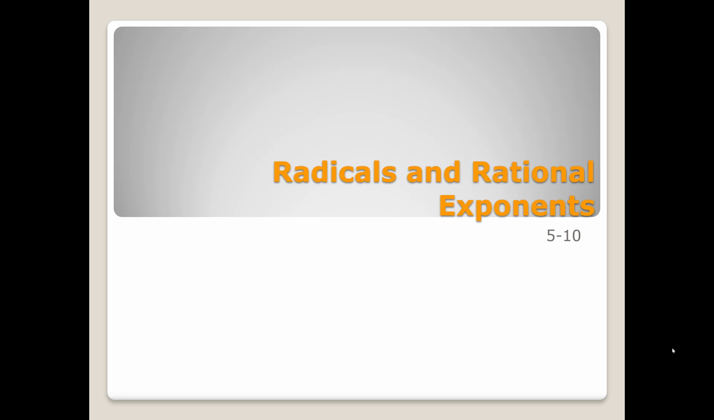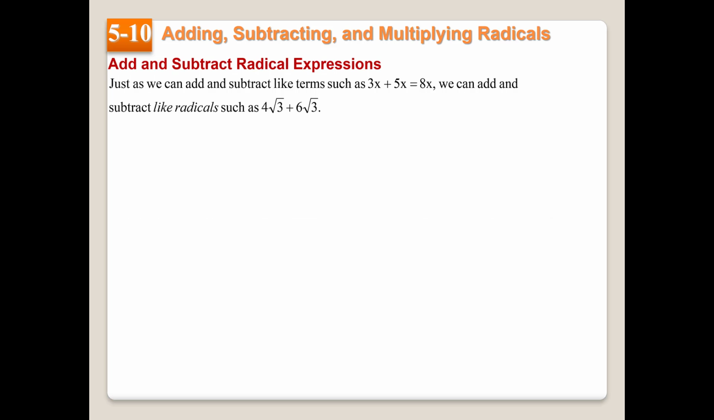Alright, so we're going to talk about radicals and rational exponents. We're going to go into adding, subtracting, and multiplying these. So with this, add and subtract radical expressions. As it says here, just as we can add and subtract like terms, such as 3x plus 5x will equal 8x, we can add and subtract like radicals, such as 4 square root of 3 plus 6 square root of 3. In other words, a square root of 3 takes the place of an x. Okay, so we're going to go forward and see how that plays out.